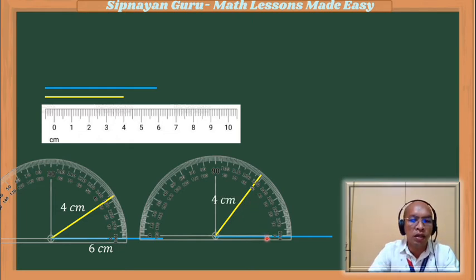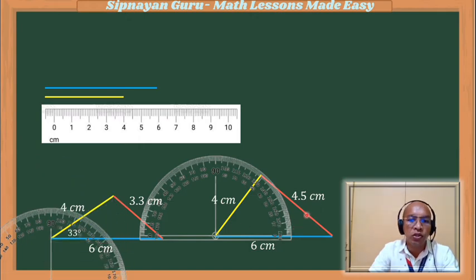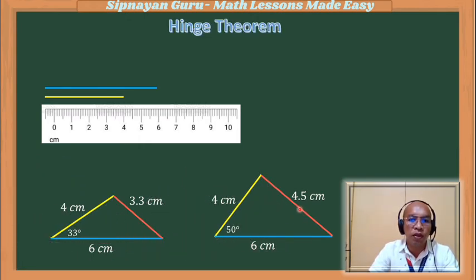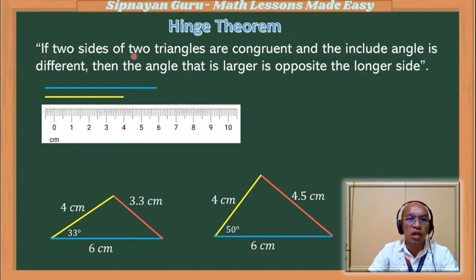Now, how long is the third side? Using the same measuring device, the length of the third side, if you connect it to make a triangle, measures 3.3 centimeters, while the other one measures 4.5 centimeters. This illustration represents the Hinge Theorem. The Hinge Theorem states that if two sides of a triangle are congruent to two sides of another triangle and the included angle is different, then the larger angle is opposite the longer side. Basically, the larger angle is 50 compared to 33, so the side opposite the 50 degree angle is definitely the longer side.